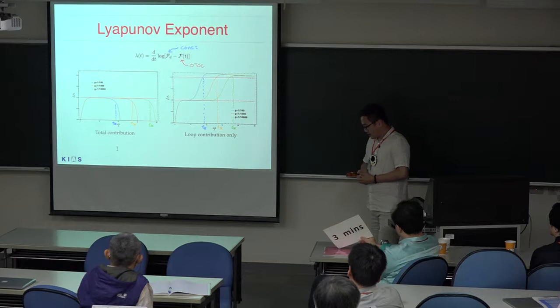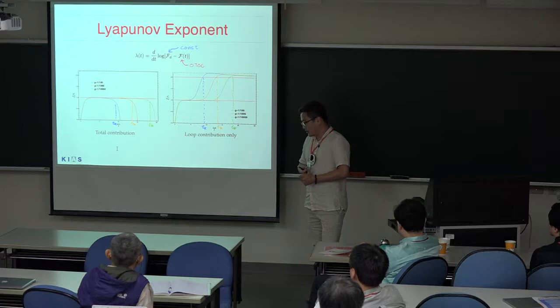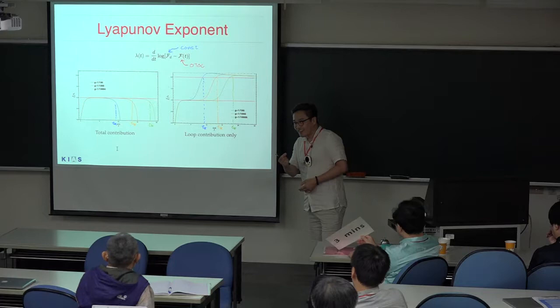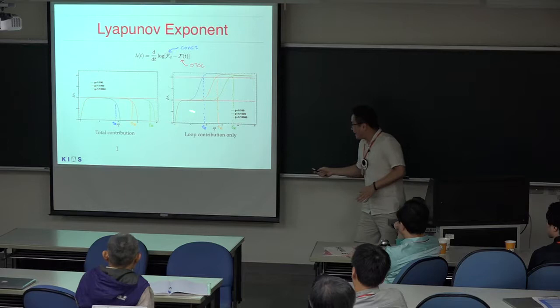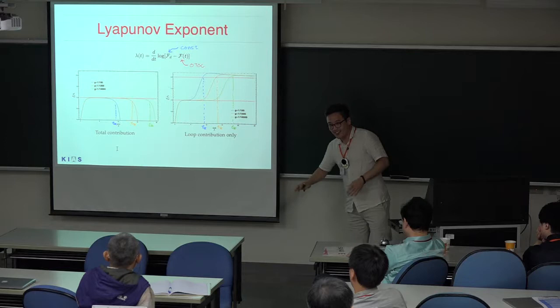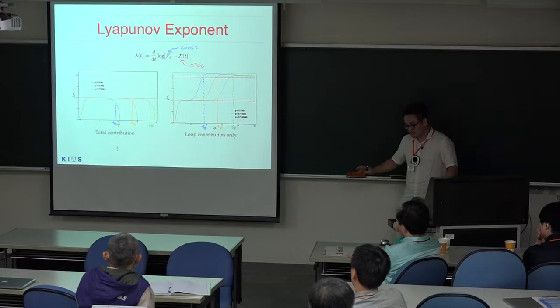Our result shows that even with the next correction, the bound on chaos is still respected. But actually, I don't have enough time to explain. I did some cheating, because this next correction is very important near the scrambling time, and near the scrambling time the higher corrections are also important, so you have to include all of them. Anyway, if you are interested, I will discuss it personally, but there is some caveat.